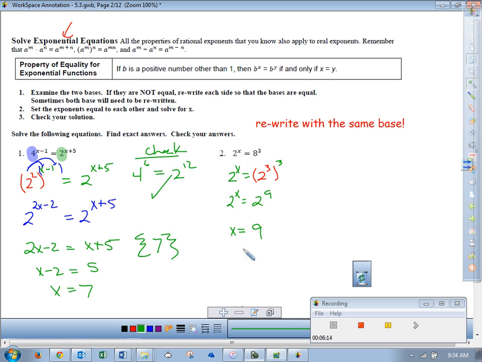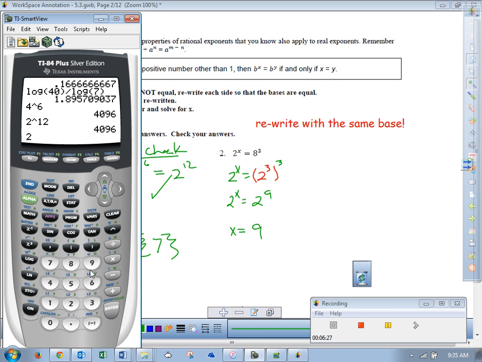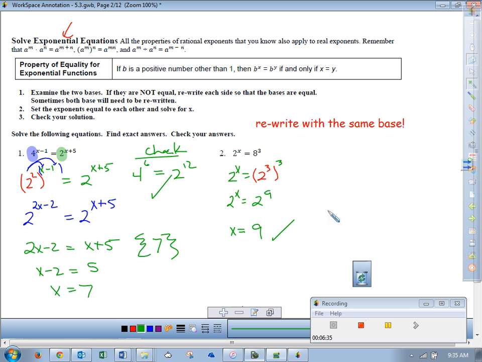So my check, you can just substitute 9 back in for x. Will 2 to the 9th equal the same thing as 8 to the 3rd? Did they check? So just put a check mark by it. Show me that you checked it, right?